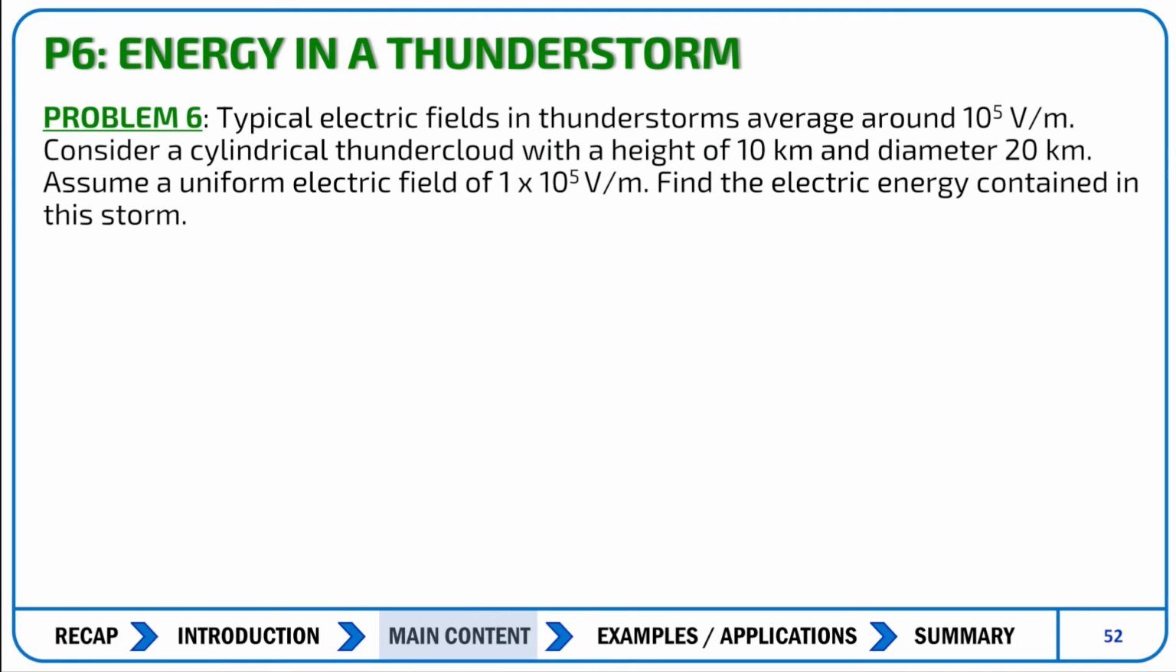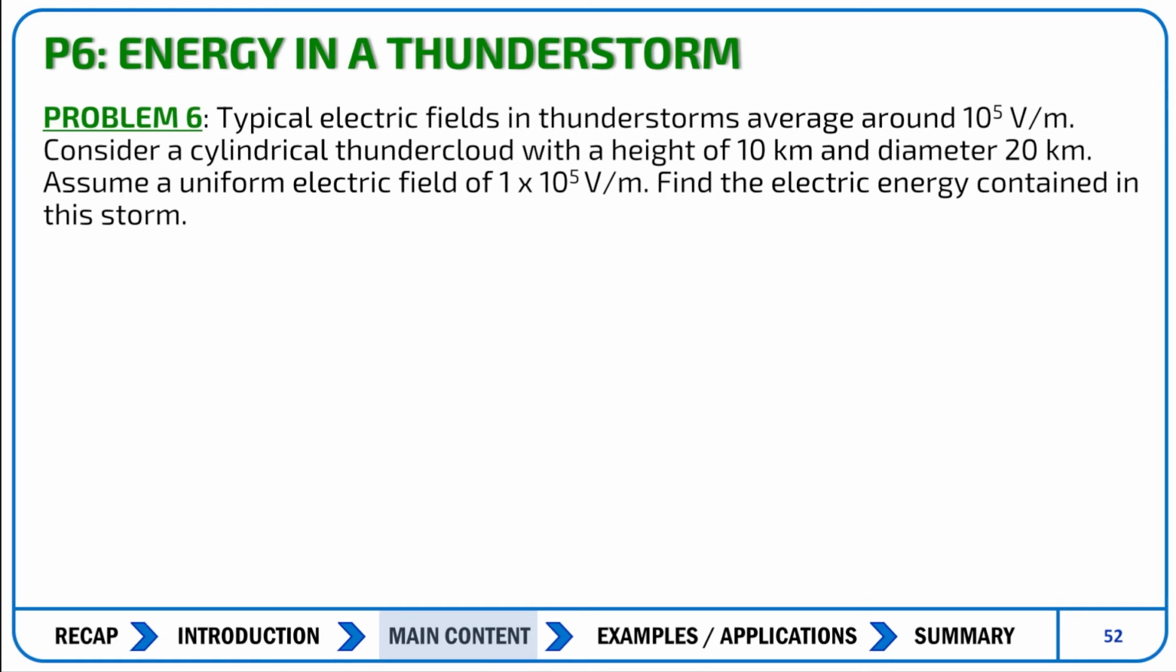The next two questions are taking a look at energy. First one's energy in a thunderstorm. A typical electric field in a thunderstorm averages around 10^5 volts per meter. Consider a cylindrical thundercloud with a height of 10 kilometers and a diameter of 20 kilometers. Assume a uniform electric field of 10^5 volts per meter. Find the electric energy contained in this storm.